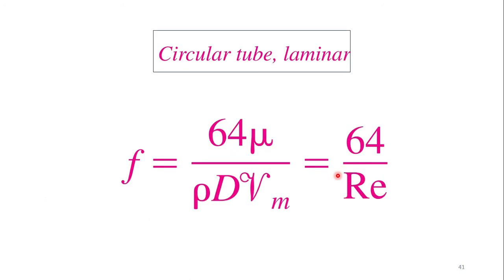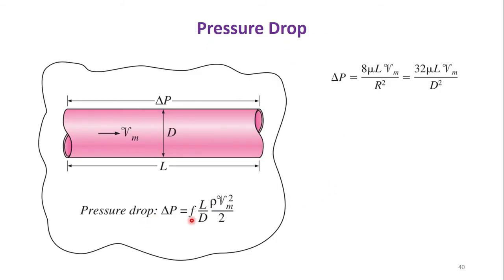On the next page, this is the particular expression for the friction factor, and the friction factor is connected with the Reynolds number. For laminar flow in a circular tube, we can use this expression to determine the friction factor. Then after getting the friction factor, we will put its value in this expression, putting all other remaining parameters, and we will get the value of the pressure drop.